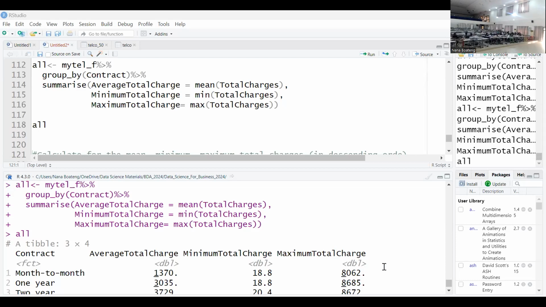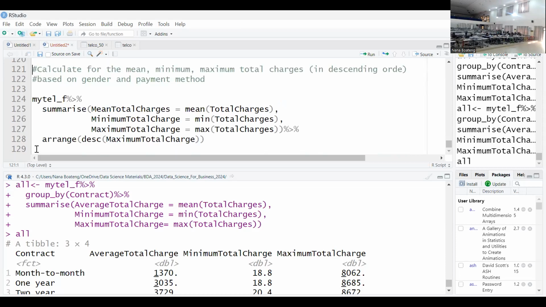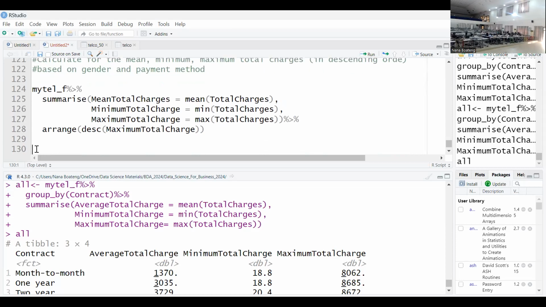Okay, so let's use the count verb. We've not used that one yet. Let's use the count verb. So let's count the number of customers per gender and payment method.